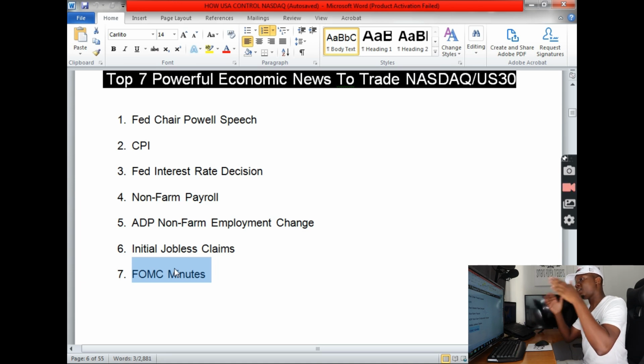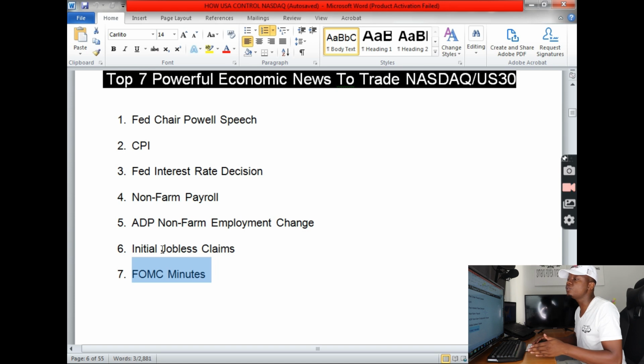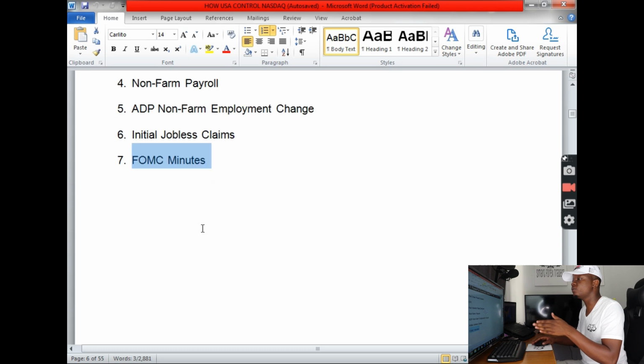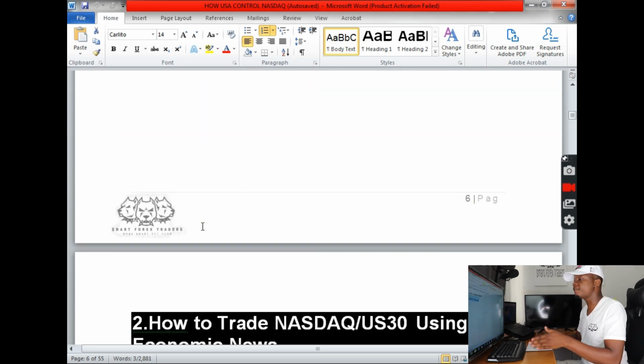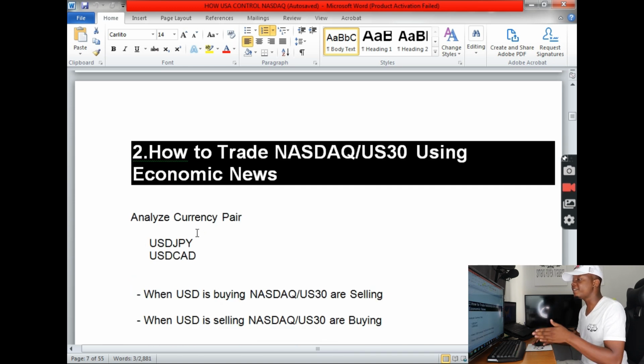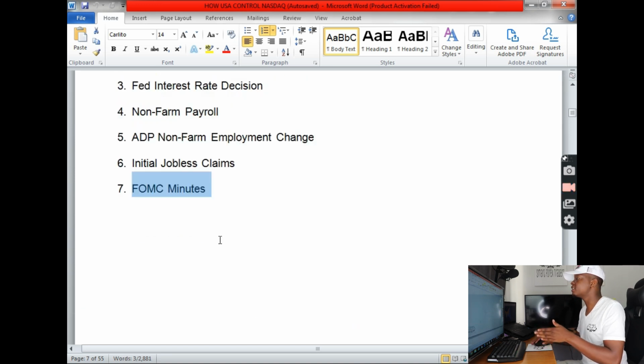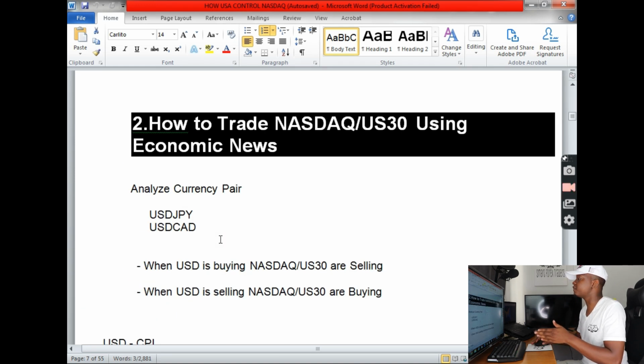So now, how do we trade this economic news with currencies? How do we analyze them so that we can trade NASDAQ or US30? The first thing you have to do is find a currency pair. We analyze with a currency pair, we don't analyze with NASDAQ or US30. You have to find a currency pair so that you can get an accurate signal. When you get an accurate signal on a currency pair, that's when you're going to do the opposite on the NASDAQ market and the US30 market.